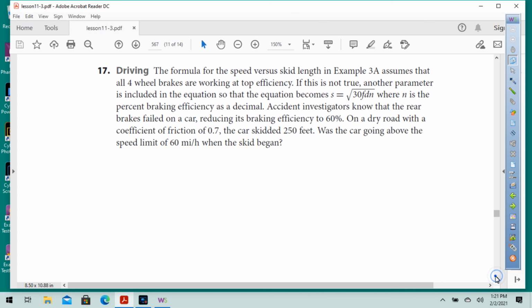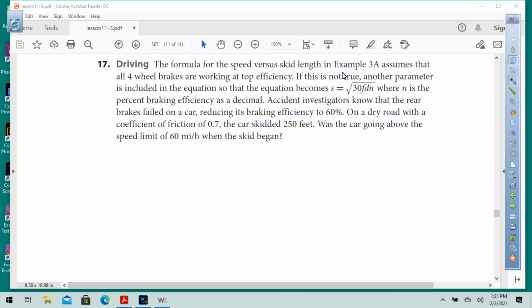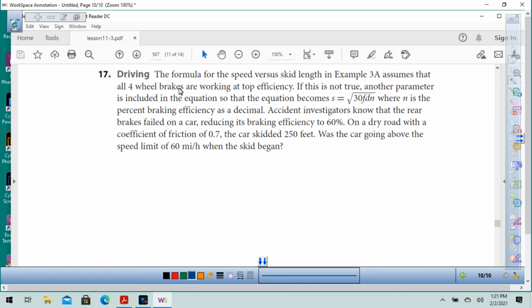All right. The formula for speed versus skid length in example 3A assumes that all 4-wheel brakes are working at top efficiency. If this is not true, another parameter is included in the equation so that the equation becomes S equals, where N is the braking efficiency as a decimal. Accident investigators know that the rear brakes failed on a car, reducing its braking efficiency to 60%. On a dry road with a coefficient of friction of 0.7, the car skidded 250 feet. Was the car going above the speed limit of 60 when the skid began?